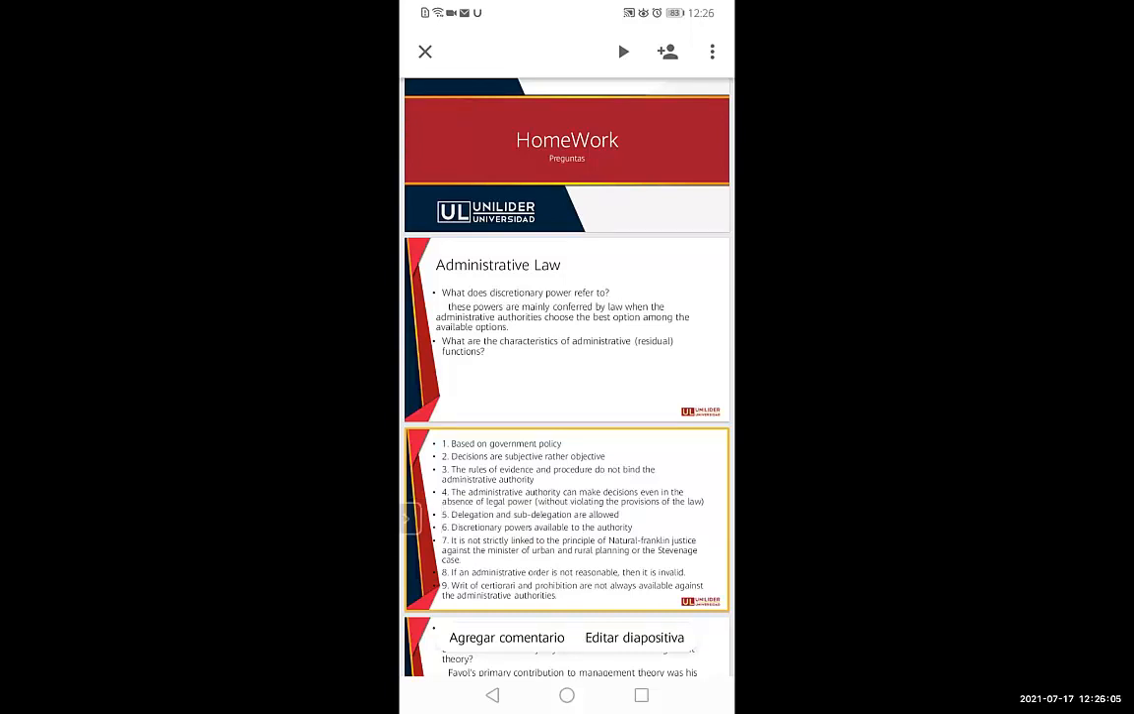The administrative function is not only in charge of the administration, it is also carried out to some extent by the other powers, and this performance of the administrative function by the other powers of a state is carried out under the same legal regimen as the administrative function.